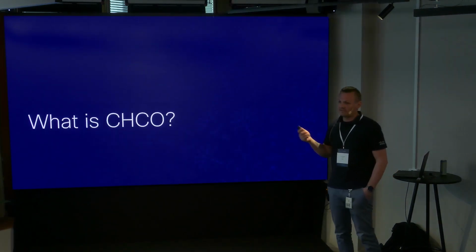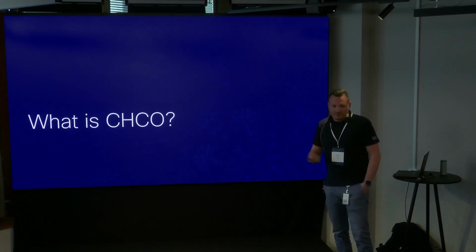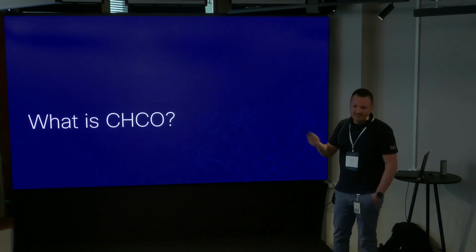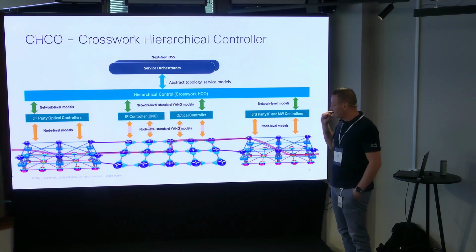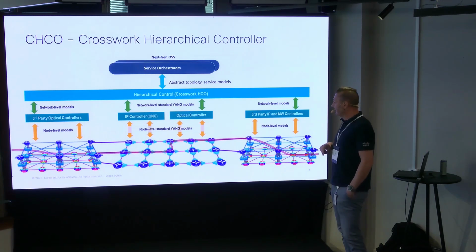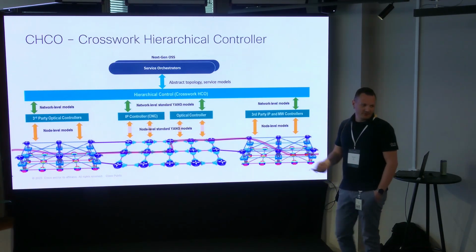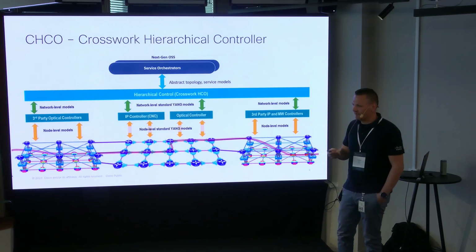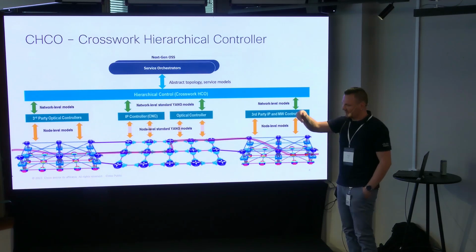So what is a CHCO? C, obviously, Crosswork; H, hierarchical; and CO, controller. There are tons of pictures that show you the architectural placement of HCO, and you've seen it earlier in Muti's session. HCO is a supercontroller, a top-level controller, a controller of controllers, whatever you want to call it. It's a hierarchical controller intended to talk to controllers that are in charge of a domain.